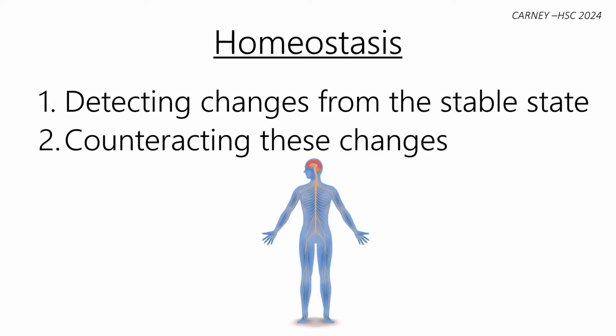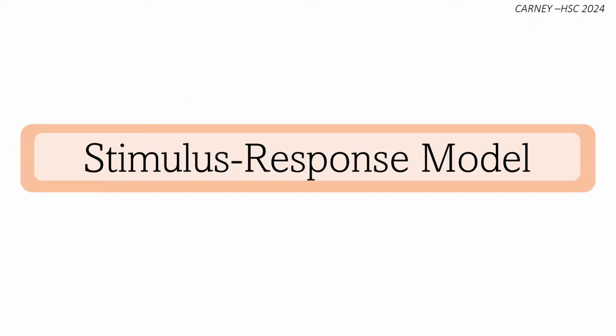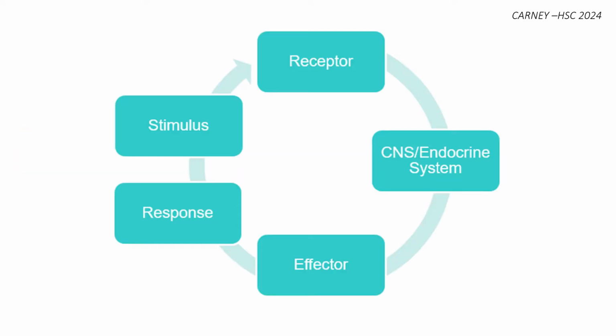There are two stages of homeostasis. The first is detecting changes from the stable state, and the second, counteracting these changes. This is where the nervous system has an important role to play in the coordination of all other systems that work to maintain homeostasis. The stimulus response model. The stimulus response model is a diagram that shows the interactions between the stimulus, receptor, the central nervous system or endocrine, the effector, and the response.